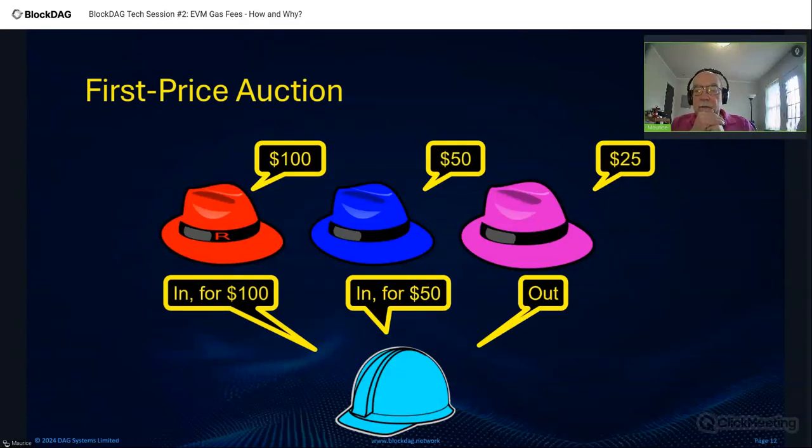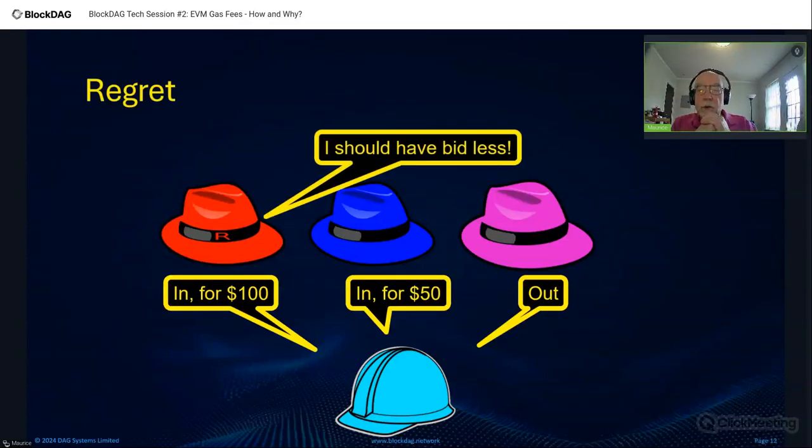So the miner says, okay, so I've got room for 150. I've got room for 2 transactions. So the red client gets in for 100, winning bid. The blue client, which is the next highest, gets in for 50. There's no more room, so the pink client, who only bid 25, is excluded. Now, a natural reaction for the red client is what we technically call regret.